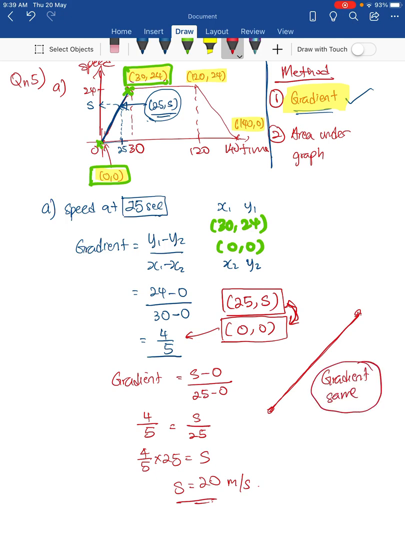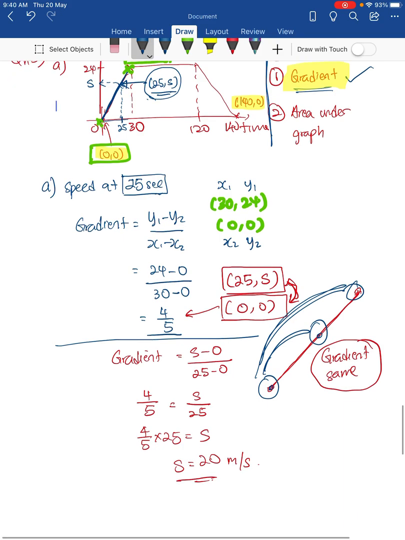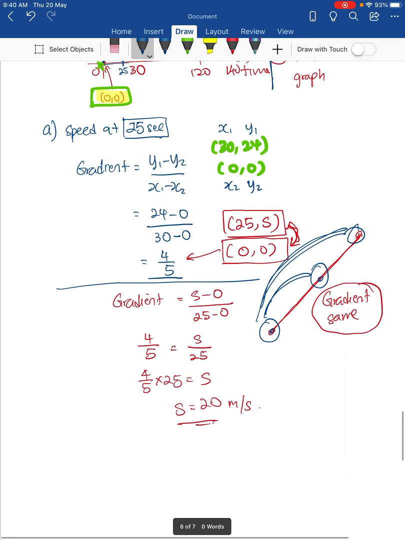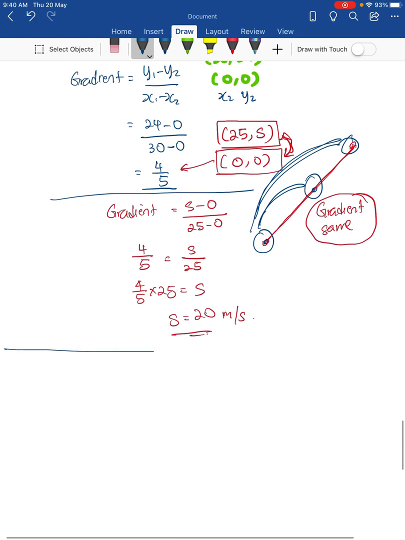Gradient is the same throughout the whole line. So the method that we are using is this concept: use any 2 points. The gradient of these 2 points and the gradient of these 2 points will be the same. So we are just trying to equate the two gradients together and solve for the unknown. Okay, so this is for part A. They are a bit stingy to just give 1 mark for this.